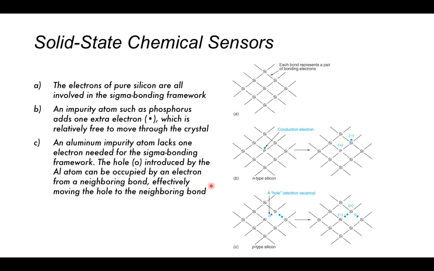And then down here, we've added an aluminium impurity, or we've doped it with aluminium, and this lacks 1 electron needed for the sigma bonding framework. So you see this bond is not there, but an electron can jump from another covalent bond into that hole and then create a new hole somewhere else. So the hole, which is this blue O, is introduced by the aluminium framework and can be occupied by an electron from a neighboring bond. This effectively moves the hole to the neighboring bond.